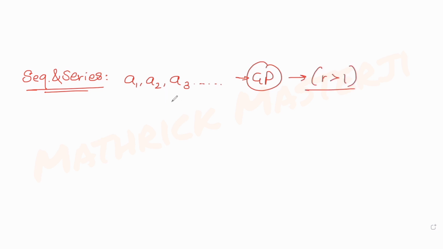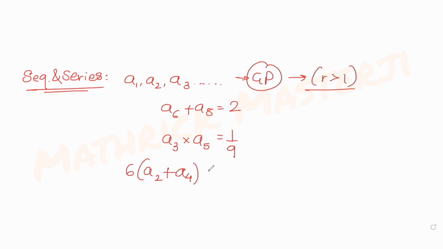Further, they have told us the sum of its sixth and eighth term is 2. So the sixth term and eighth term, the sum for that is 2. And the product of the third and fifth term is given to us as 1 by 9. So we have been asked to find the value of the expression 6 times (second plus fourth term) over (fourth plus sixth term).